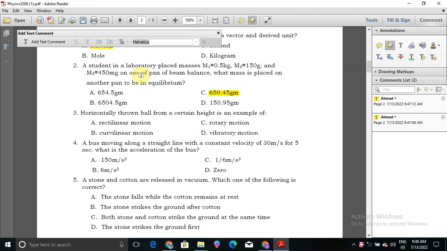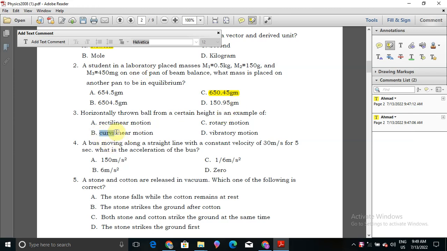In choice D, we have vibratory motion. Vibratory motion is a to and fro, back and forth, or up and down motion of a body. This motion does not have constant velocity. So the only remaining choice is curvilinear motion. Why? Because curvilinear motion is the motion of a body along a curved path, and a horizontally thrown ball from a certain height is an example of curvilinear motion.